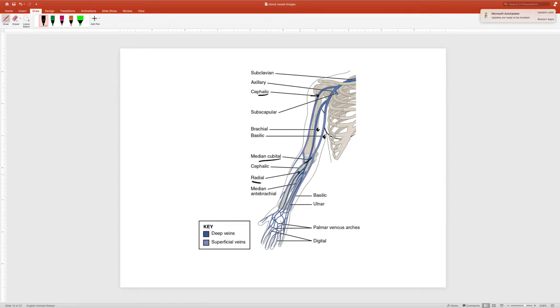So it runs alongside the radius, and then here's the ulnar vein here. So running alongside the ulna in the forearm there. So this is just another image just to look at those specific veins that are not shown on the model.